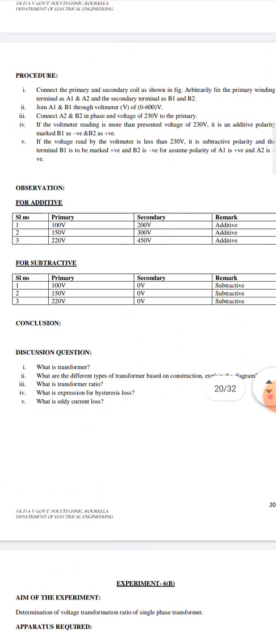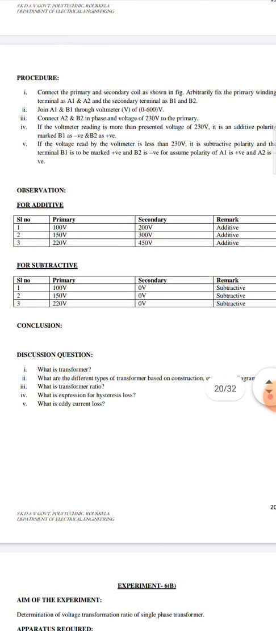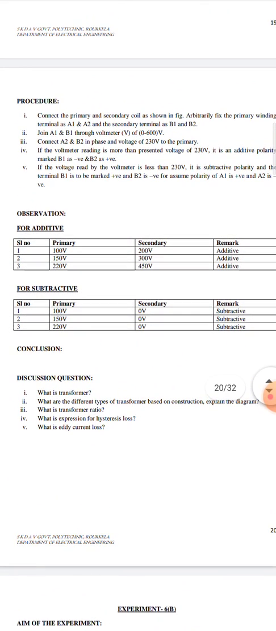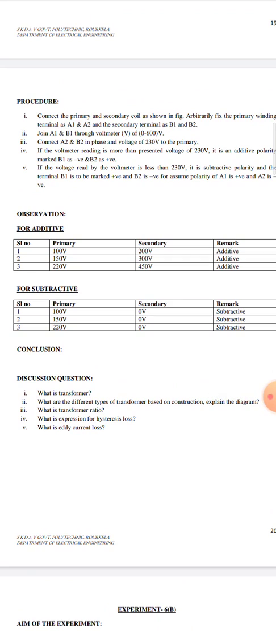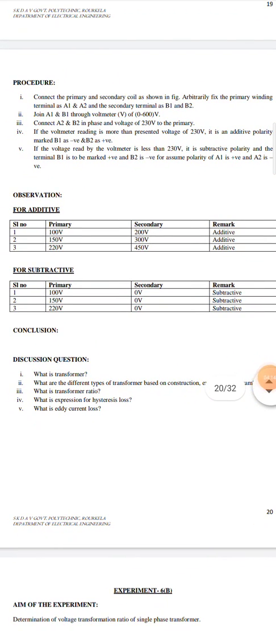Now students, we have left you the observation table, so you can just watch it. On the primary side we have 100 volt, and if we find 200 volt on the secondary, which we will show you. Me along with Prakash sir will show you the demonstration. So if this happens, that is 100 volt in primary and 200 volt in secondary, then the remark will be additive in nature.